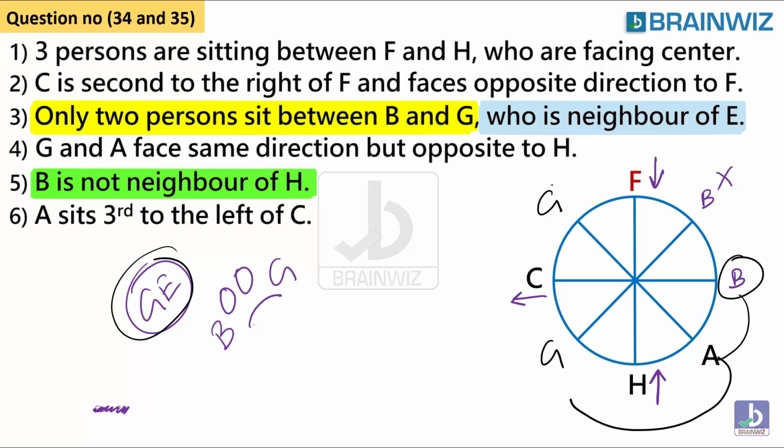Guys, for example, G is here. You don't have a neighbor called England. There is no England here. Sorry, G cannot be here. Suppose G is here. There is no England. So I came to know that B cannot sit here also.